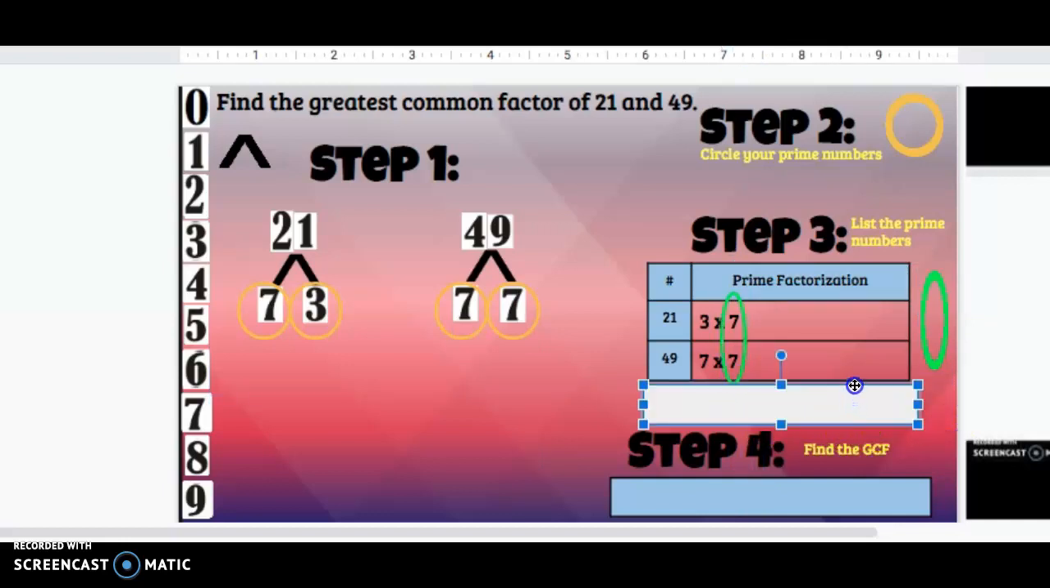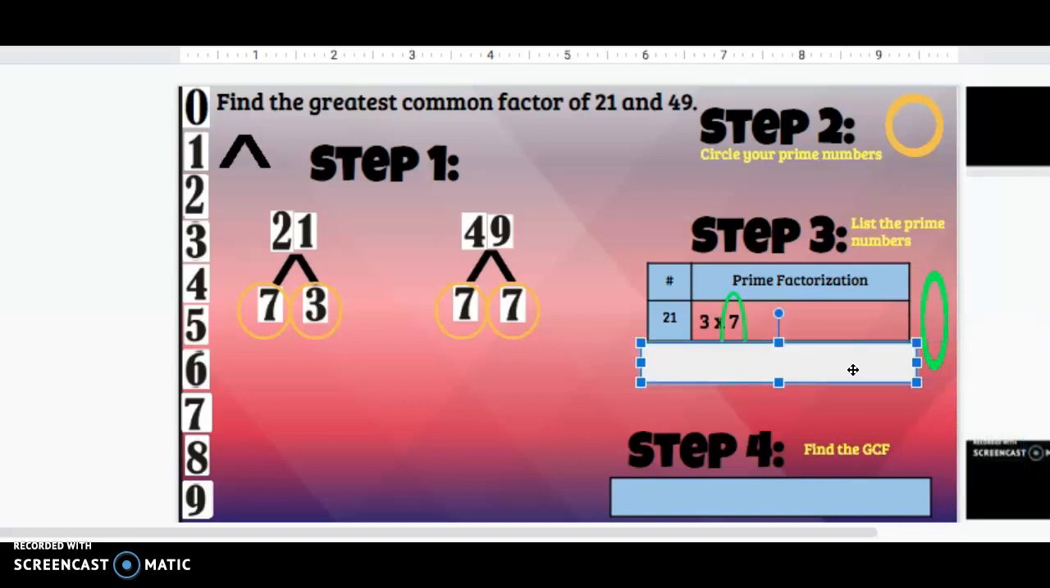So I'm going to drag my bar up to cover the bottom row because I do not want anything on the bottom row to distract me. Then I'm going to look at the numbers that are circled on the top. Well, I only have a 7 circled. So to find the GCF, it is 7, because there are no other numbers to multiply to 7. So 7 is my GCF.